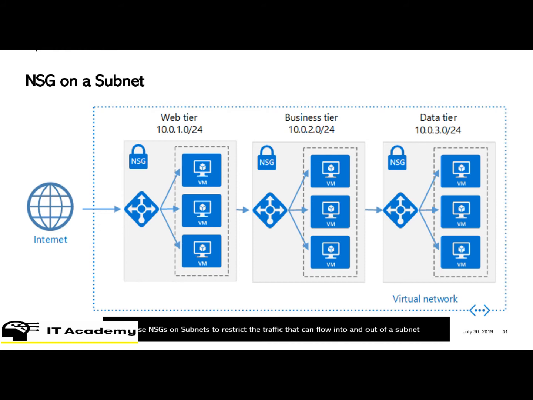Finally, I have a data tier where presumably I'm probably using some kind of database like a SQL server. So here I might apply a network security group that blocks traffic coming in unless it's coming in from the business tier and it's using port 1433 to connect to the SQL instances. In summary, we use network security groups on subnets to restrict the traffic that can flow into and out of a subnet.